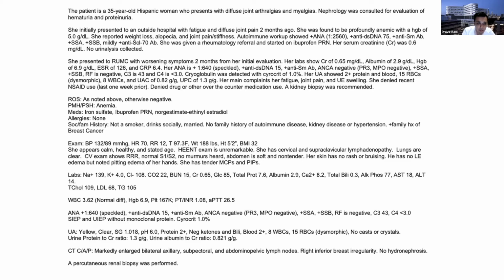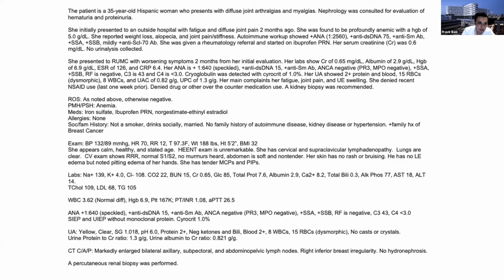Her history otherwise, she had no medical history and hadn't been hospitalized or really had any issues. Her medications that she was started on were all since that 2-month ago encounter, which included iron, ibuprofen PRN, and then she was on birth control. Allergies, none, no smoke or no drugs. She had a family history of breast cancer, but otherwise no autoimmune or kidney disease.